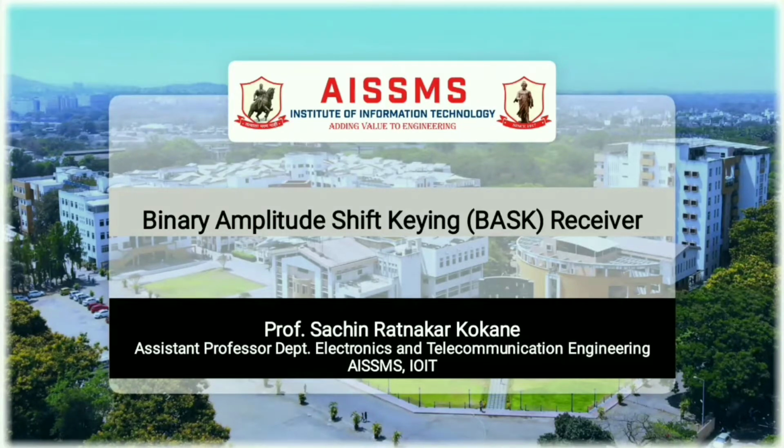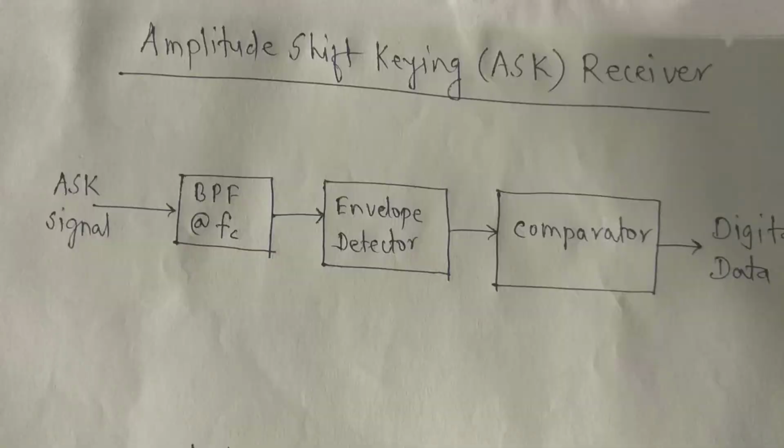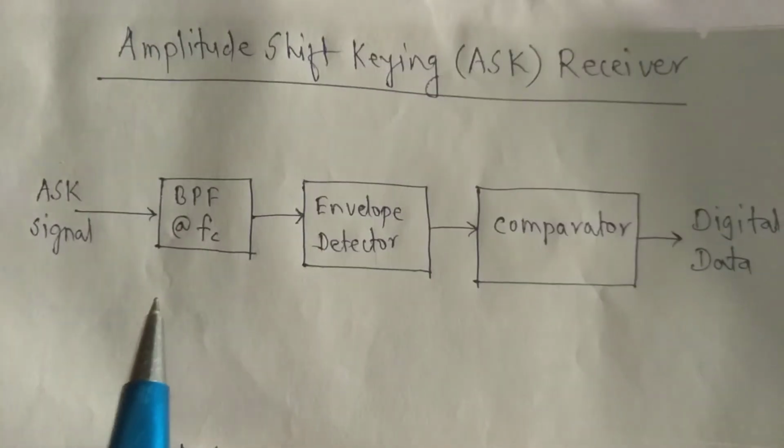Today we will be seeing a receiver of BASK, that is Binary Amplitude Shift Keying. Let us start with the ASK receiver, that is Amplitude Shift Keying receiver. So this is the block diagram of the ASK receiver.